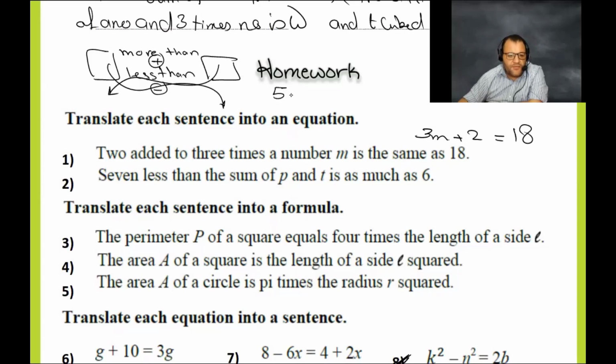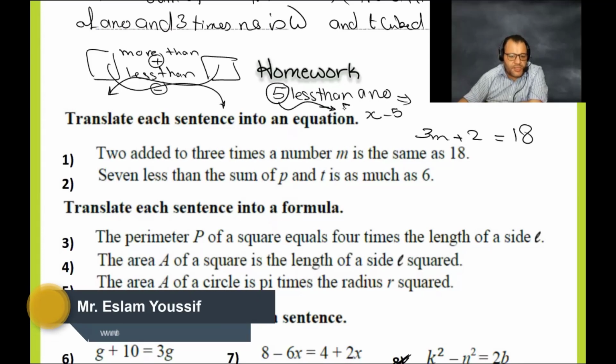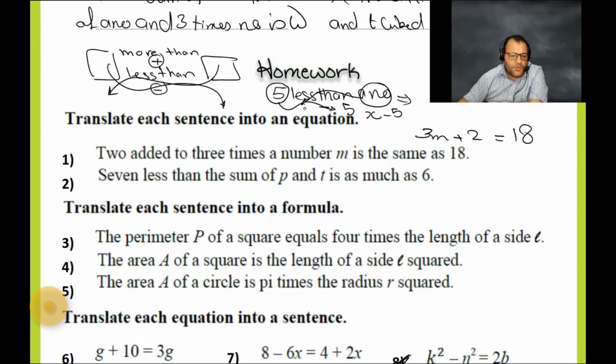So when I say 5 less than a number, it means a number minus 5. Less than is minus. The expression which is before less than will be written after the minus sign. The expression which is after more than or less than will be written before the sign. You understand this one? More than and less than change the order.